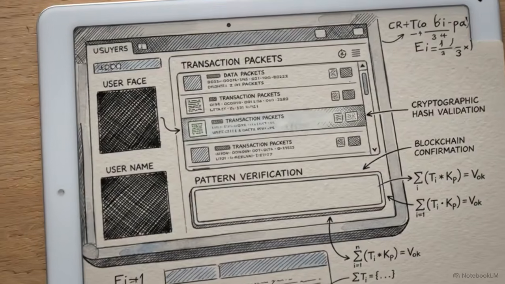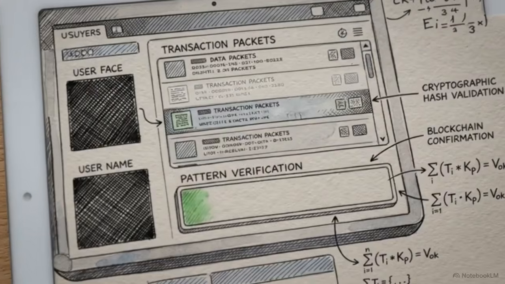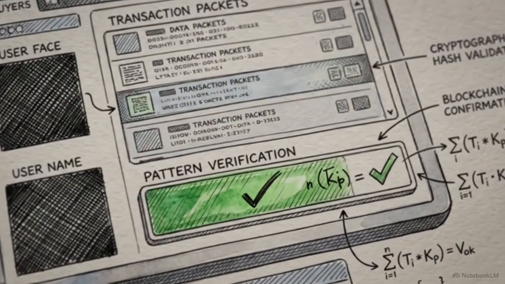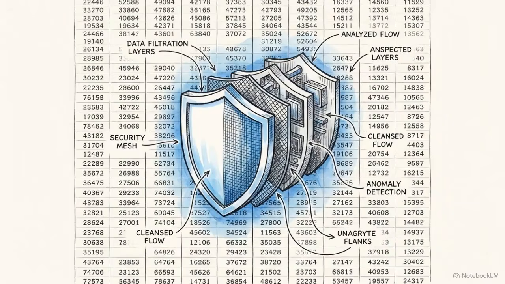The network works similarly. It uses math to prove a transaction pattern is safe without ever needing to see the personal identity data behind it. This means the network can flag suspicious behavior through numbers alone, keeping everyone's personal details private.